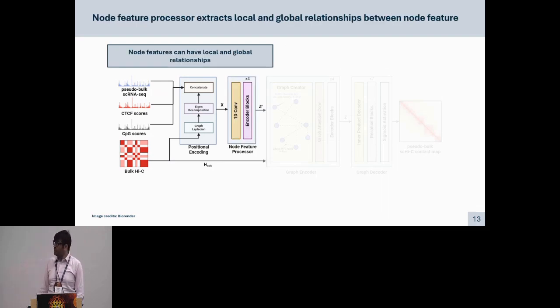The second component, the node feature processor, extracts local and global features in and between all the modalities in our feature set.